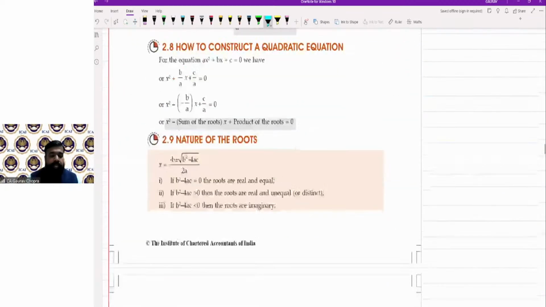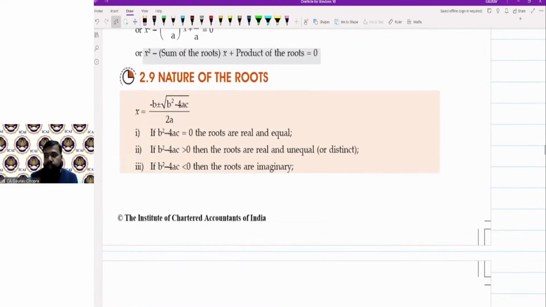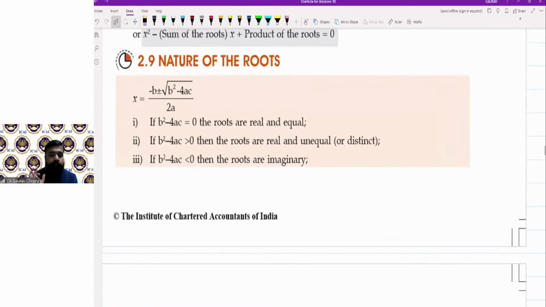So now the next step is the nature of roots. तो nature of roots कैसे आएगा, अब हम वो देखते हैं. So nature of roots में x is equal to -b plus minus root of b square minus 4ac upon 2. जो अभी हमने quadratic formula डिस्कस किया है, इसी को हमें यूज करना है.